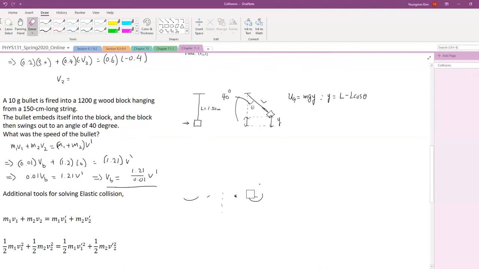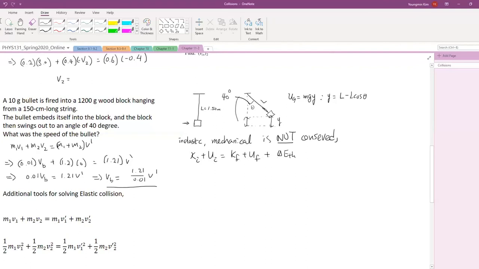Now, this is not yet enough because we have two unknowns with a single equation. So we need another principle, another equation, to solve this. Now, in an inelastic case, remember, the mechanical energy is not conserved. Meaning that if I simply write it like this, there will be a change of energy, the thermal energy that dissipates out compared to the initial state. So since we do not know about this portion, this is not a good approach, considering the heat component.